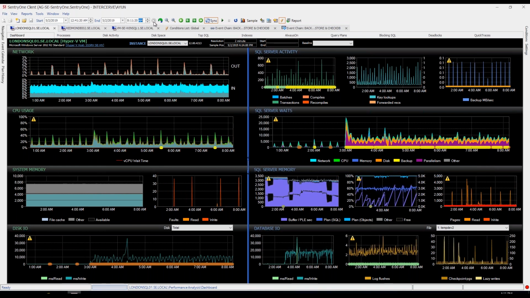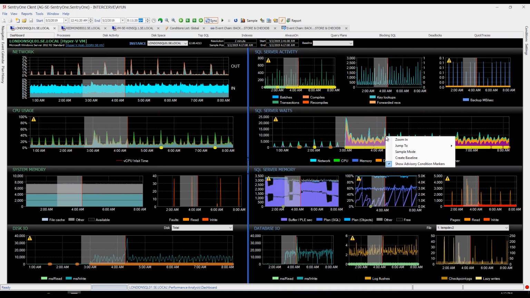Here we go. So now I can very clearly see that, hey, we had this interesting spike in activity that started around 3 a.m. Maybe that corresponds with when we were doing nightly processing. So that may be something that I may need to dive into. So it's very easy to maneuver across time periods within SentryOne.